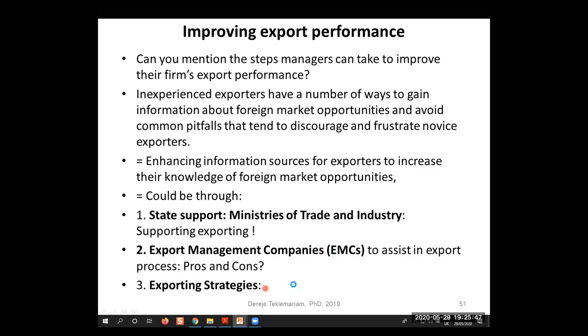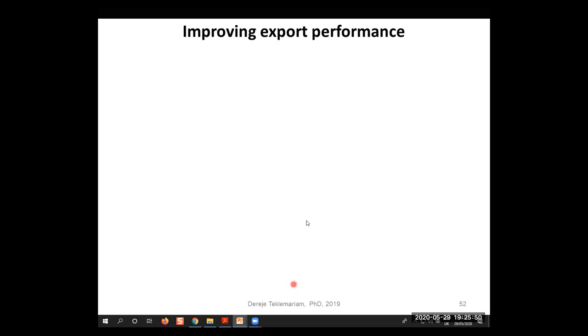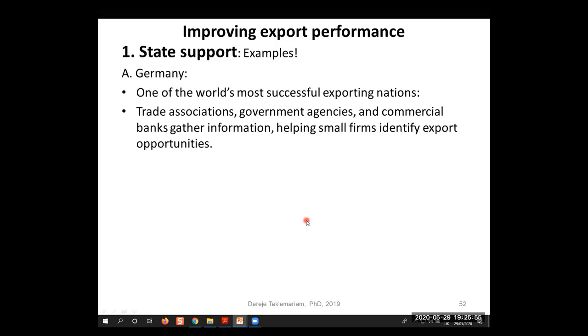Even exporting strategies, and then adequate or nice exporting strategies. The state support. Germany is a very good example, by the way, in terms of installing a nice export support, and one of the world's most successful exporting nations, by the way. It has a number of trade associations, government agencies, and commercial banks. They gather information from each other. They help each other. They share information, and they have a common data pooling center. And finally, even supporting small firms to identify good business opportunities.